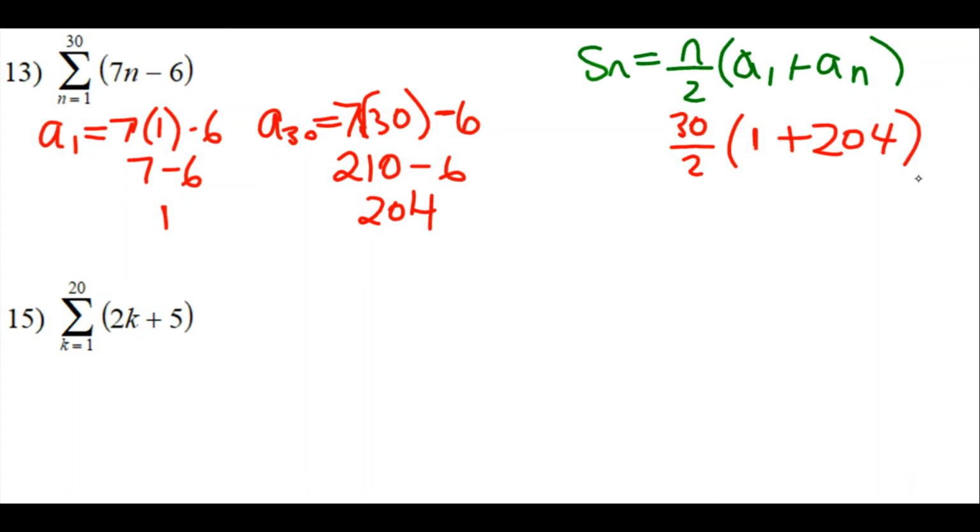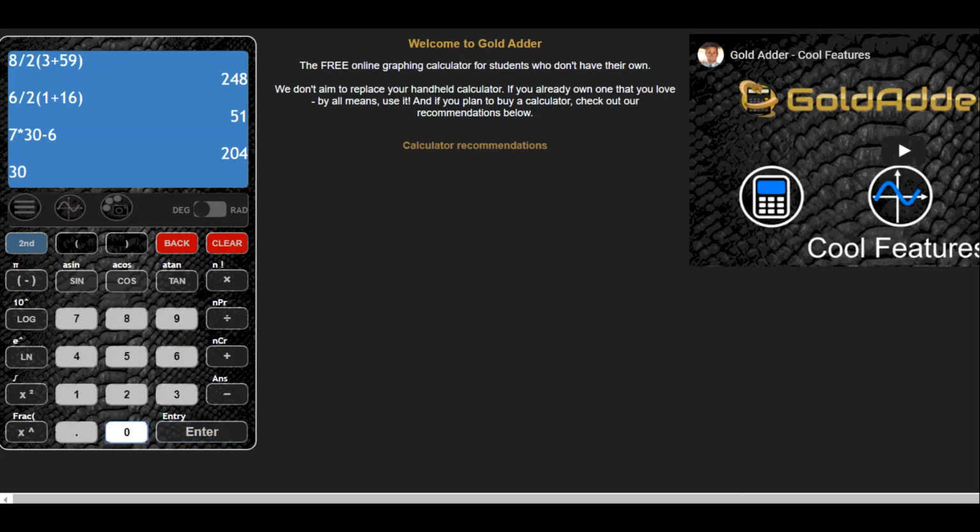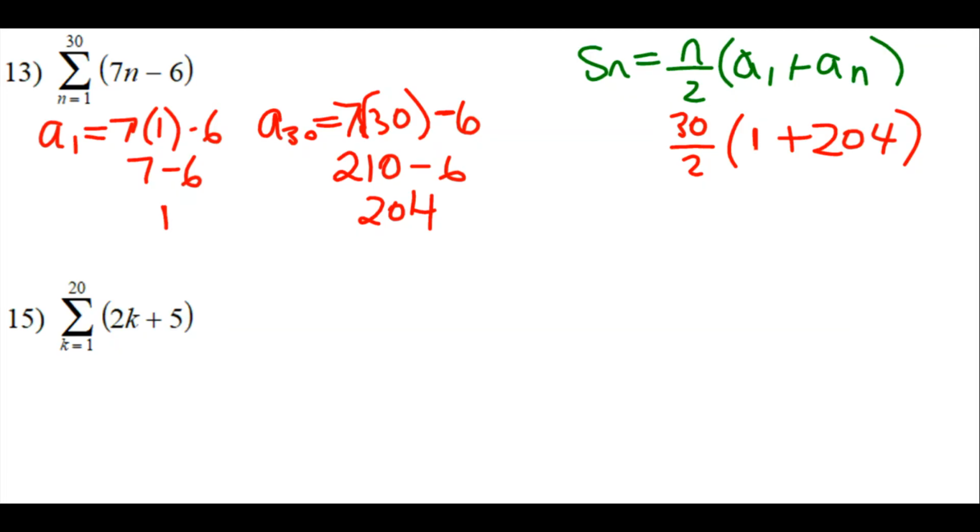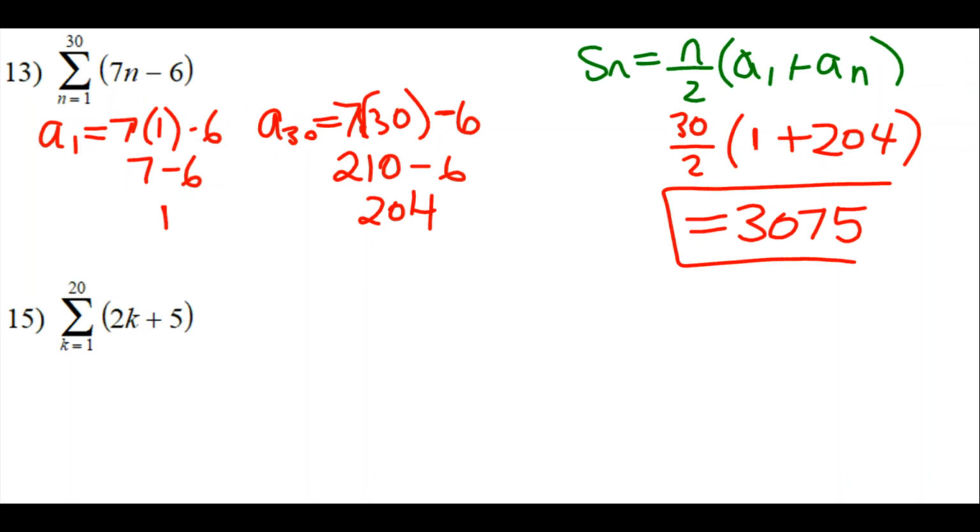And so we're doing the same thing. We're finding that formula, 30 over 2 times 1 plus 204. Is 3,075. I sure wouldn't want to have to add up 30 numbers and get up to 3,075, but that's the answer. So then the next one, we do the same thing. We're using this formula over and over again.